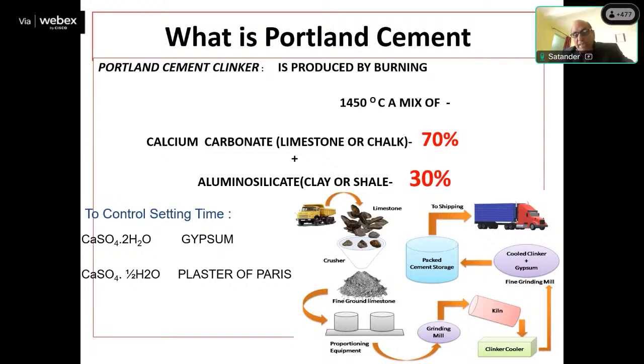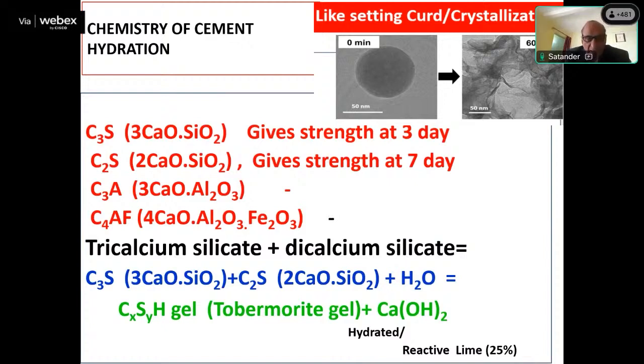This is called pure ordinary Portland cement. No fly ash, no slag. This is called ordinary Portland OPC cement. Correct? Now, if we come to the next slide, if you see just small chemical reaction, what is the difference between 33 grade, 43 grade, 53 grade? It is the chemical composition, not the fineness.